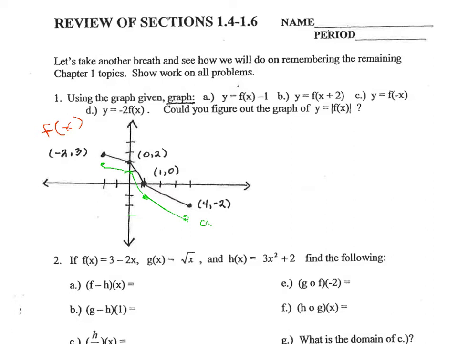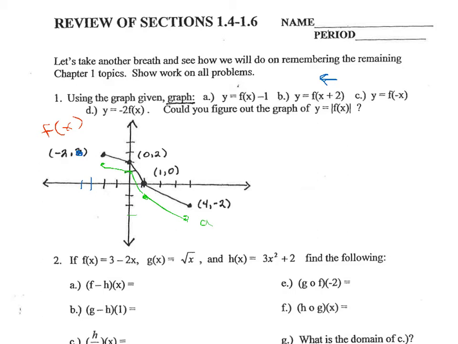For B, we want to graph y equals f of x plus 2. So now since the plus 2 is inside with the x, we know that it's going to shift 2 towards the negative side, or 2 to the left. So if our original point was at negative 2, comma 3, it's going to be at negative 2, comma 5.